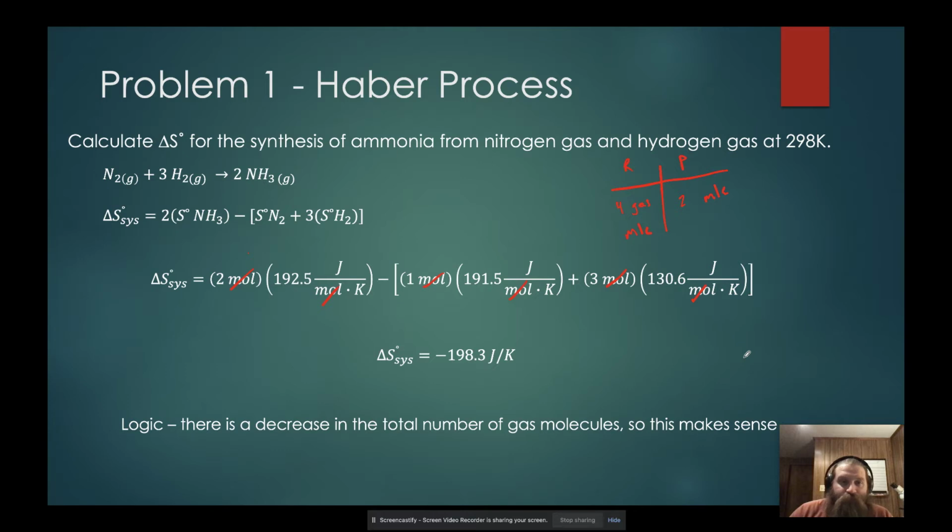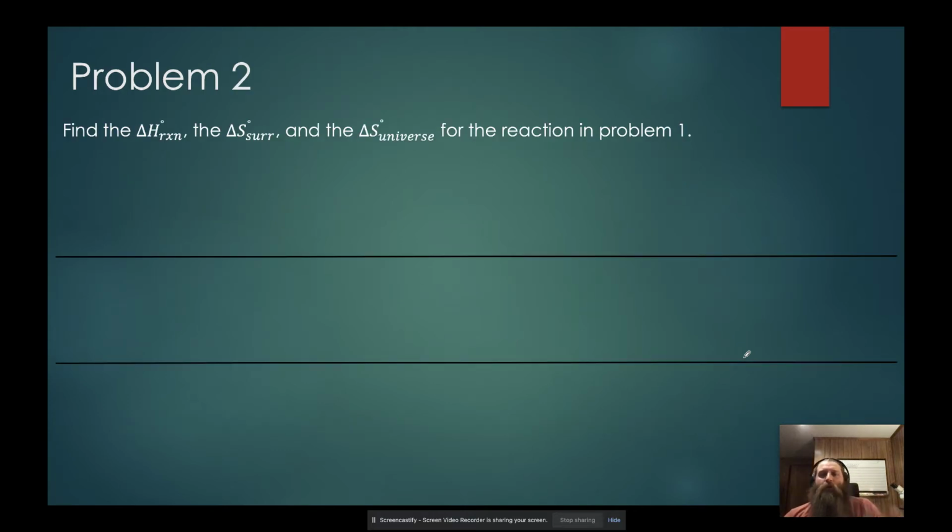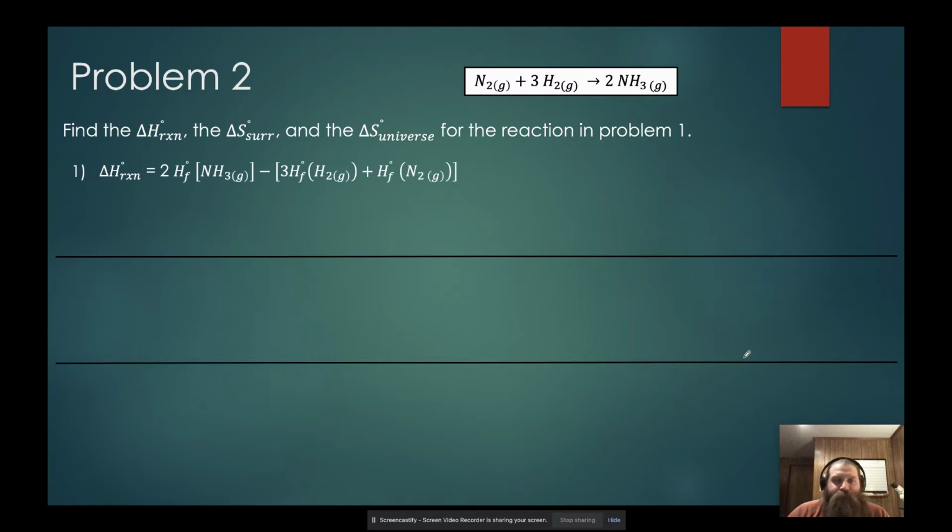That's logical. In problem 2, we're going to continue to work with the Haber process. But now I'm going to ask you this. Okay, find delta H of the reaction, find delta S of the surroundings, and then find delta S of the universe. This is pretty much the order that we go in when we find these things: the system, then delta H, then delta S of the surroundings, and then delta S of the universe. That way, the math flows pretty well. I've got the formula up there for you again.